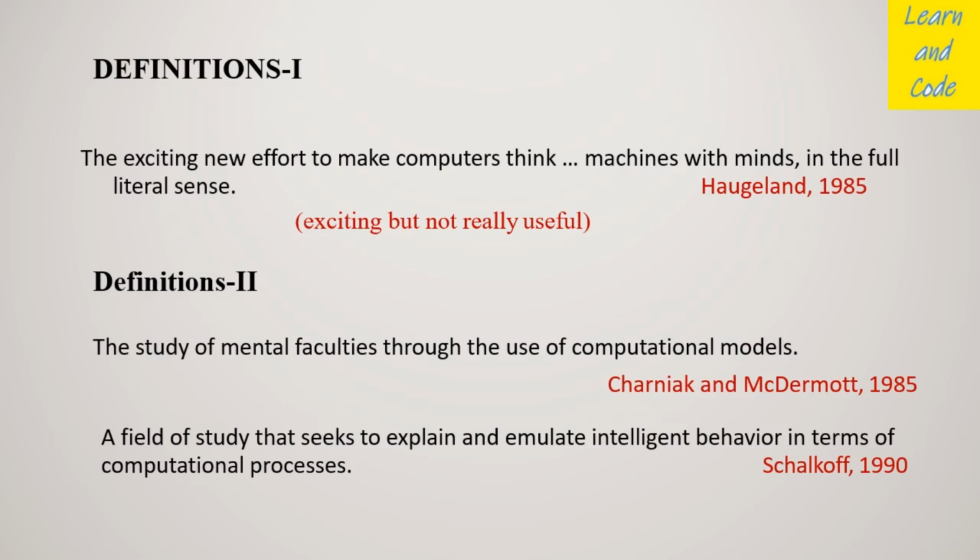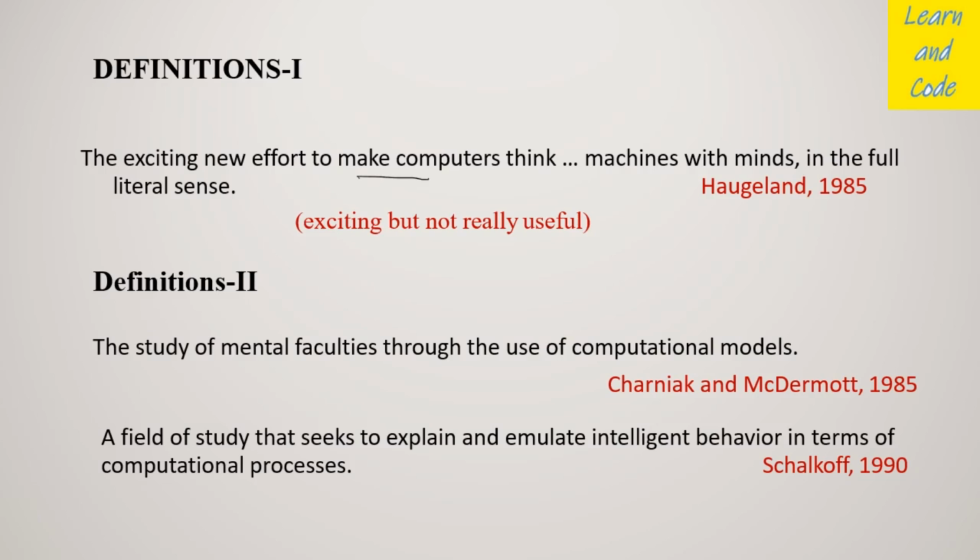So that is intelligence. There are so many definitions given by different people who worked in this field. Haugeland, in 1985, gave the definition: the exciting new effort to make computers think, or machines with minds in the full literal sense. What he said is that if we can make computers think and decide something, then that is called artificial intelligence. Computers, or any machine, can think. So this definition was exciting, but it was not that useful.